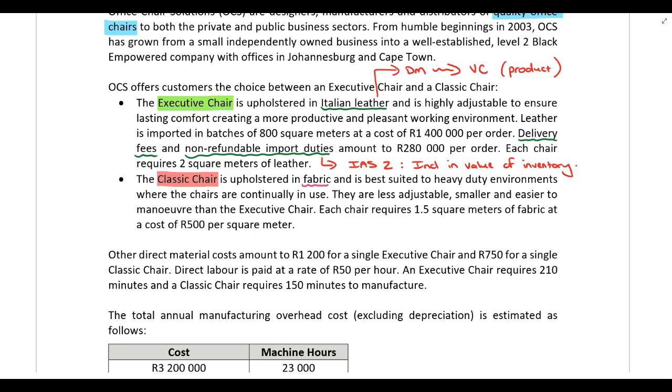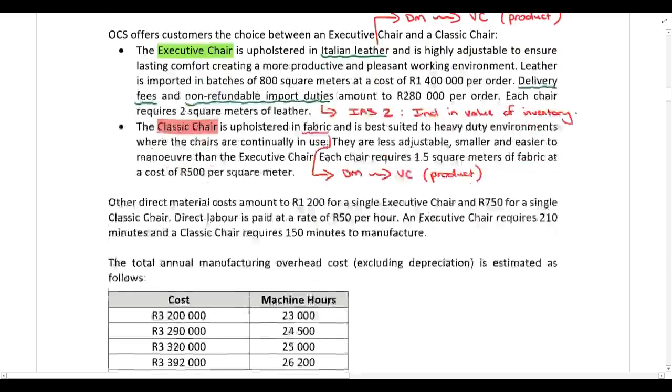Alright, so once again over here we've got fabric, which is used to produce the classic chair, so that's going to be the direct material. Once again, this is a variable cost. The cost per unit remains constant, and the cost in total will vary with the number of units produced. And once again, this is a product cost. It is a cost that we are allowed to include in the value of inventory because it is manufacturing related.